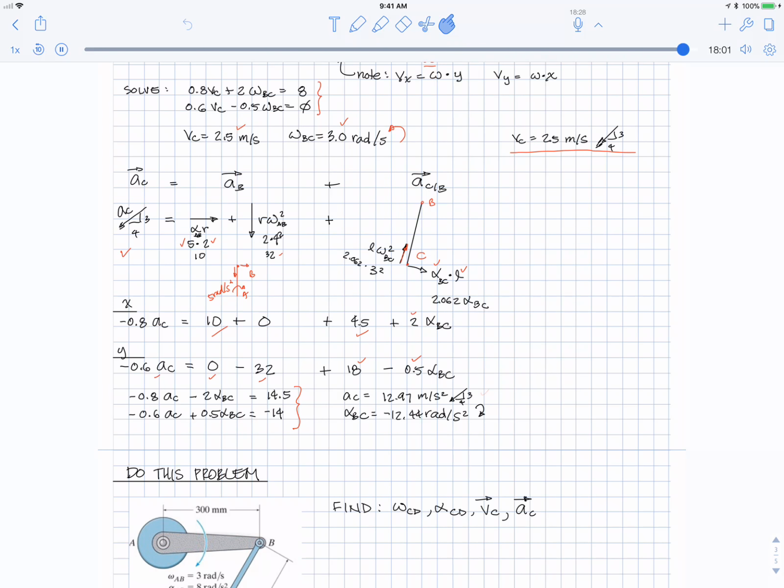So again, I put all the knowns to the right-hand side and all the unknowns to the left, plugged it into my calculator, and I got AC was 12.97 meters per second squared. So I got positive, so the guess was right. But for alpha BC, I got minus 12.44 radians per second squared. It didn't ask for that, but in case it did, that means the original assumption of counterclockwise was wrong, so it's actually going clockwise.